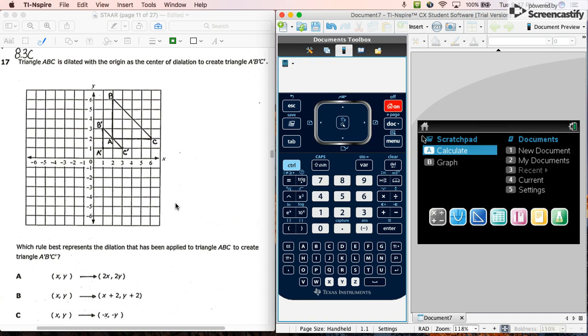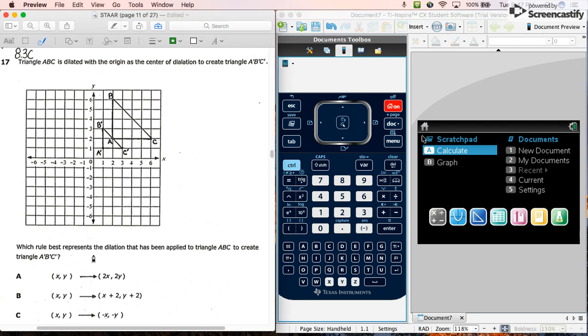Welcome back. We are now on problem number 17, TEKS 8.3c. It says triangle ABC is dilated with the origin as the center of dilation to create triangle A'B'C'. Which rule best represents the dilation that has been applied to triangle ABC to create triangle A'B'C'?